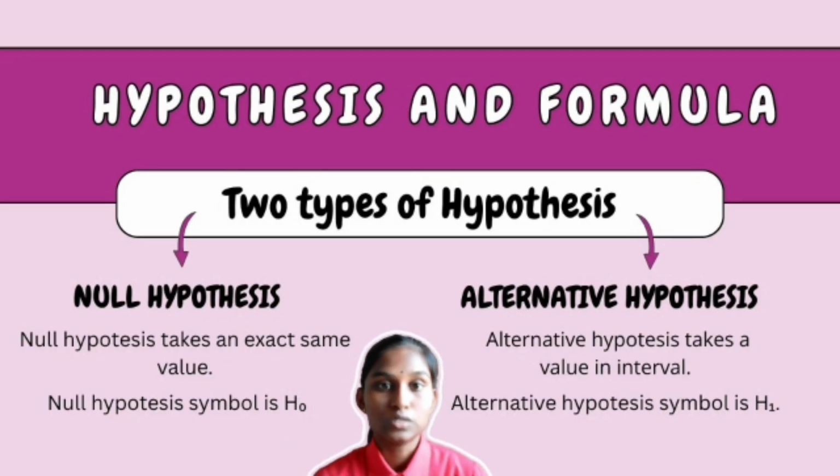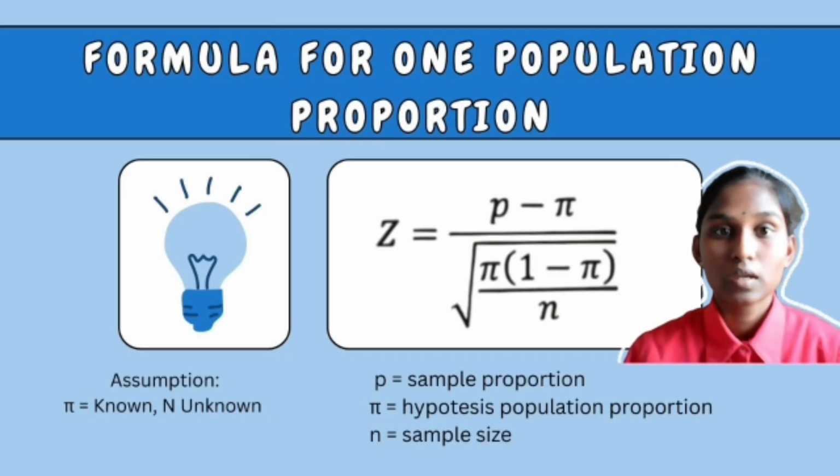Today I would like to explain about hypothesis and formula. There are two types of hypothesis, which is null hypothesis and alternative hypothesis. Null hypothesis takes an exact same value and the symbol is H null. For the alternative, it takes a value in interval. The symbol is H1. Next, formula for one population proportion, which is Z equals p hat minus proportion divided by square root proportion in bracket 1 minus proportion divided by n. The assumption is proportion is known and the n is unknown.